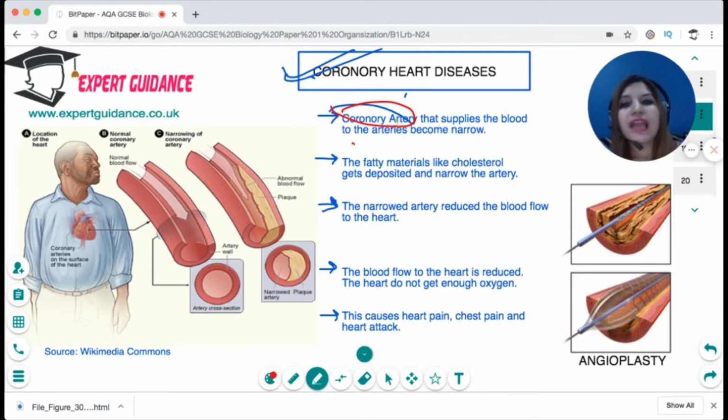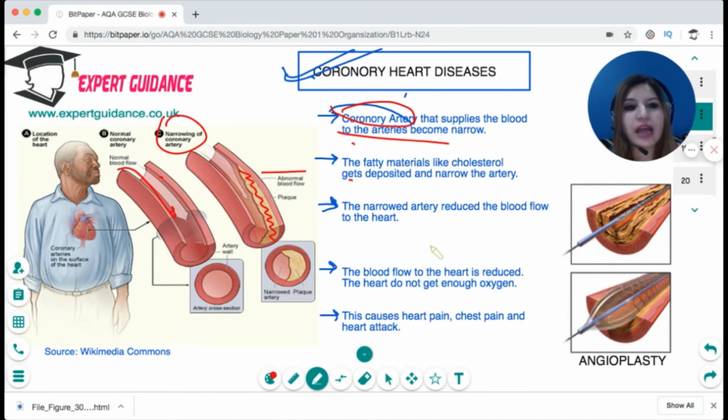heart. And if these arteries become narrow, why do they become narrow? You can see this is a normal coronary artery, and in the coronary artery there is a plaque that is deposited. What is a plaque? It is fatty material like cholesterol which gets deposited. It narrows the artery.